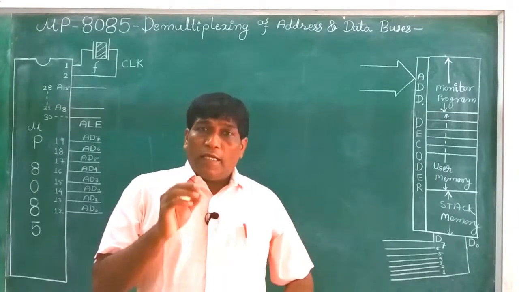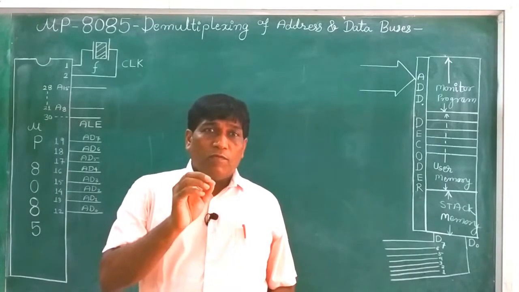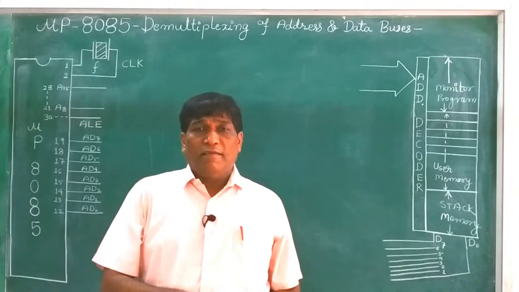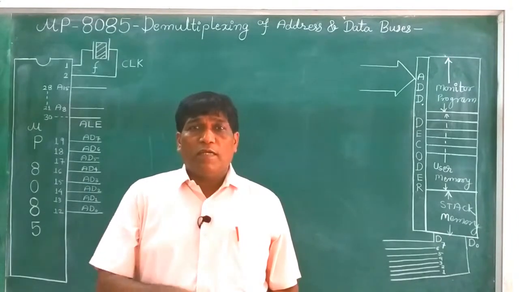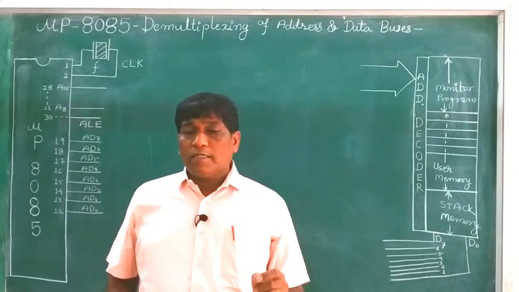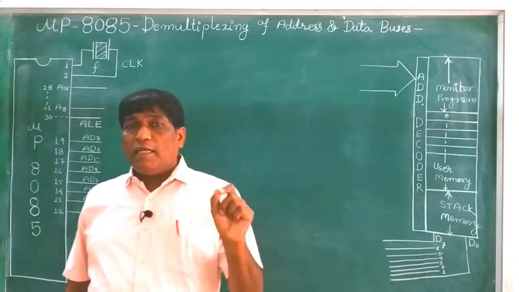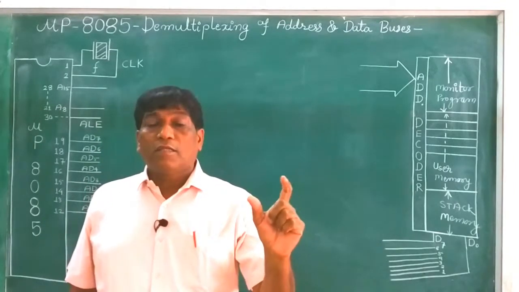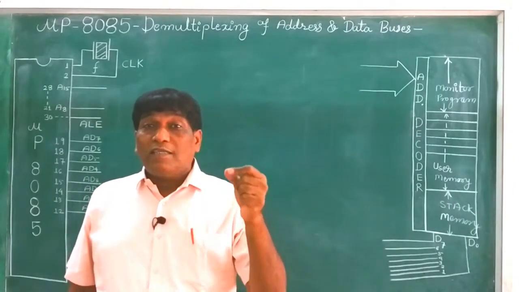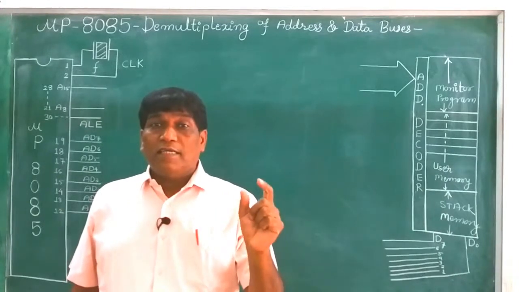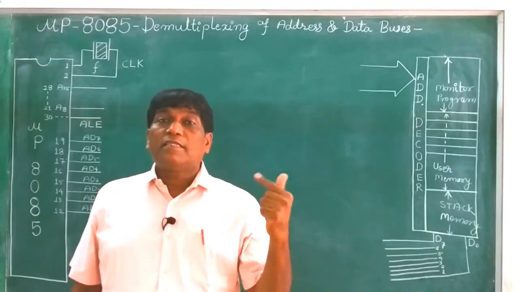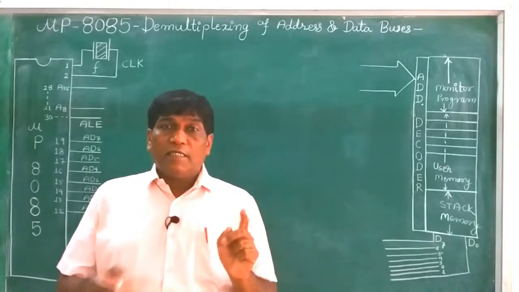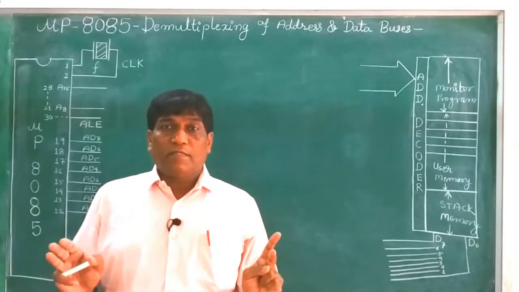Today I will give you a very important clue for remembering this ALE, a very important formula I will give you at the last. But first we will understand how this ALE, address latch enable, is enabling the latch. What is the latch and what is its importance in this demultiplexing process? Demultiplexing means the separation of address and data buses.